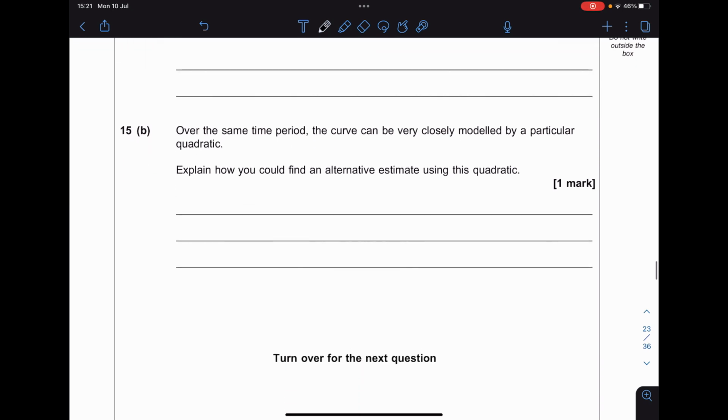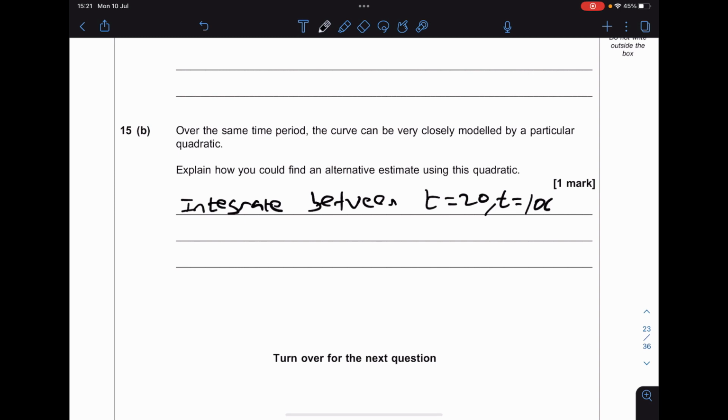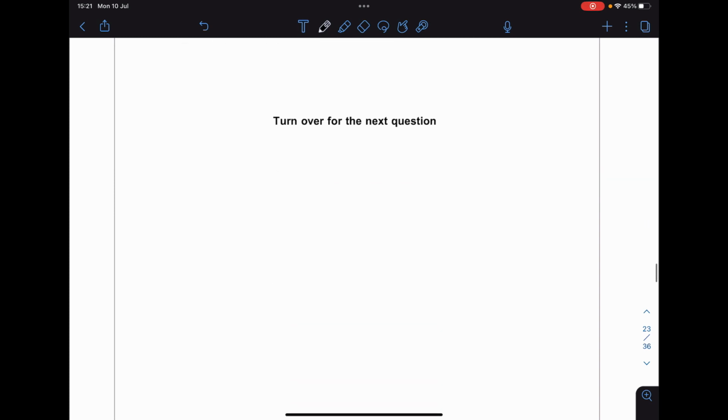Over the same time period can be modeled by a quadratic. An alternative estimate, integrate between t is 20 and t equals 100. Sure, that'll work.